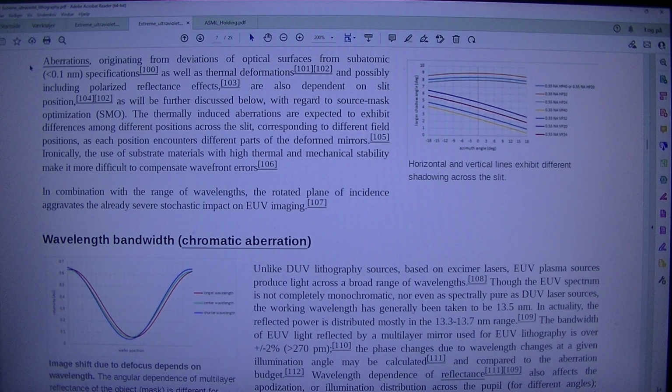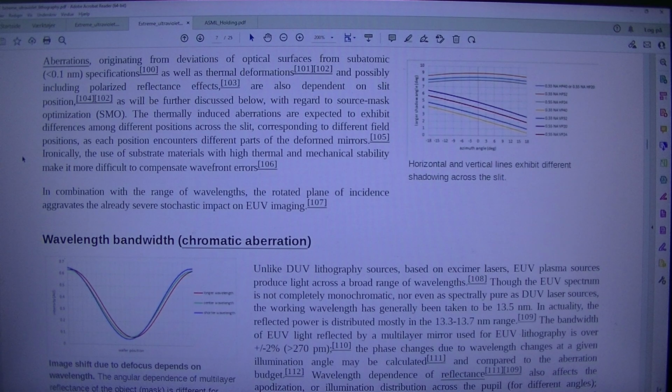Aberrations, originating from deviations of optical surfaces from subatomic and <0.1 nm specifications, as well as thermal deformations, and possibly including polarized reflectance effects, are also dependent on slit position, as will be further discussed below with regard to source mask optimization, SMO. The thermally induced aberrations are expected to exhibit differences among different positions across the slit, corresponding to different field positions, as each position encounters different parts of the deformed mirrors.